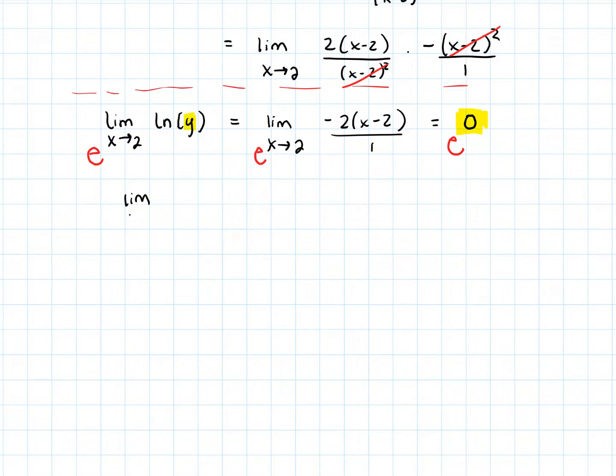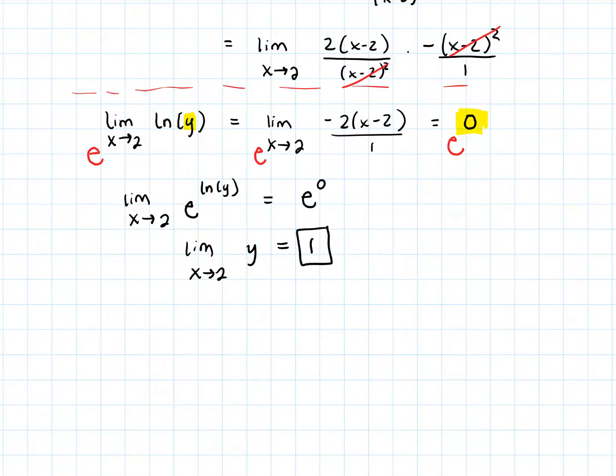This is now the limit as x approaches 2 of e to the natural log of y, which is equal to, I'm going to skip that middle step, we don't need it there, e to the 0. Well, the limit as x approaches 2 of y, because e to the natural log of y is just y, is actually equal to 1. And my answer is 1.